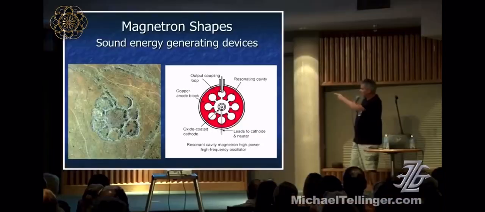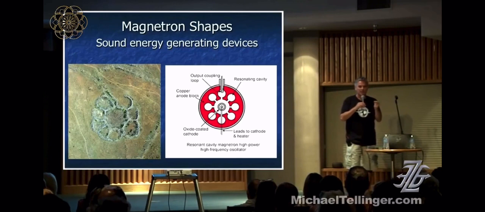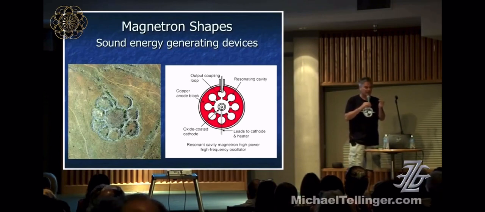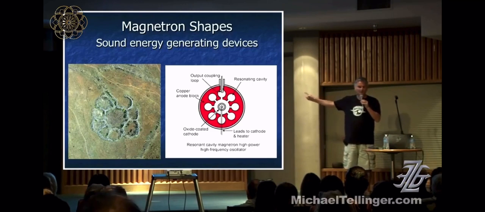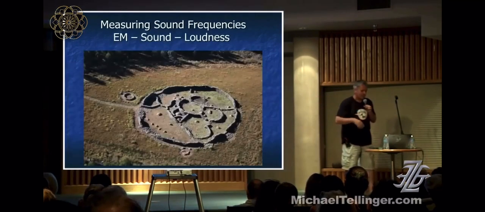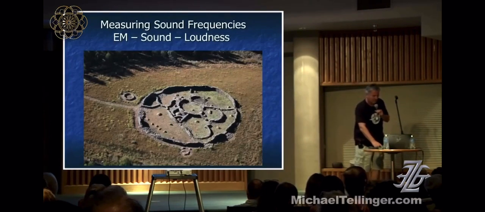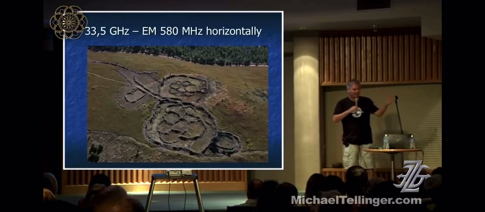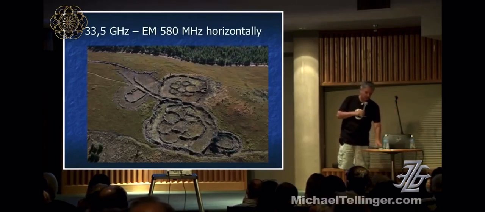And the answer was that a magnetron that size would create more energy than all the power plants on Earth together combined. One, we have thousands of these magnetrons in southern Africa, thousands of them. So these guys were generating so much energy, it's insane. And we know this because we measured it. We measured the sound frequencies, the electromagnetic fields, the loudness in decibels. And it's just insane what's coming out of these stone circles.